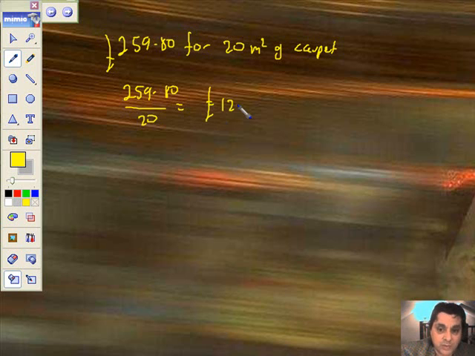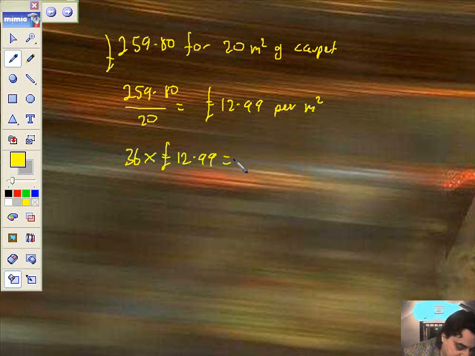Well, a metre square anyway. So it's per metre square. And I want 36 of those. So 36 metre squares at £12.99 per metre square. Let's just multiply that by 36. And that's going to cost me lots of money. £467.64.